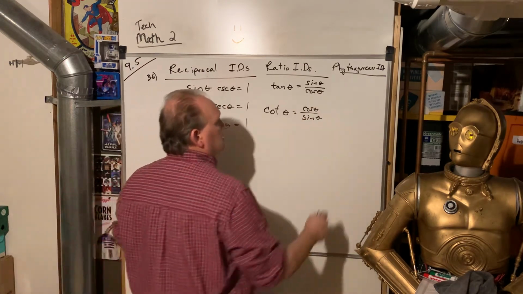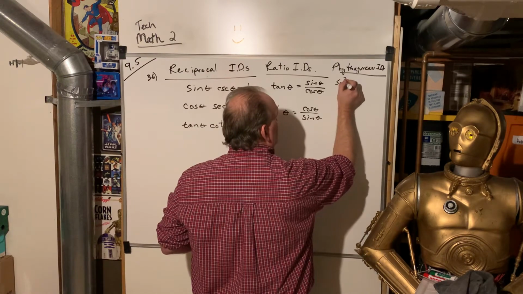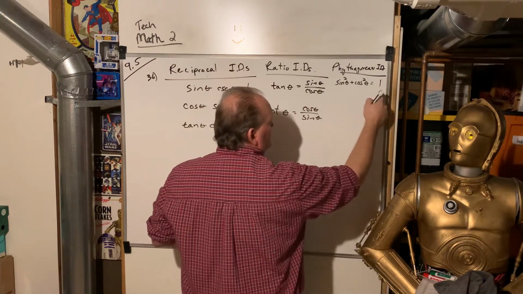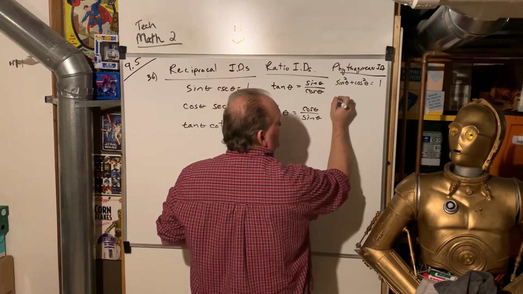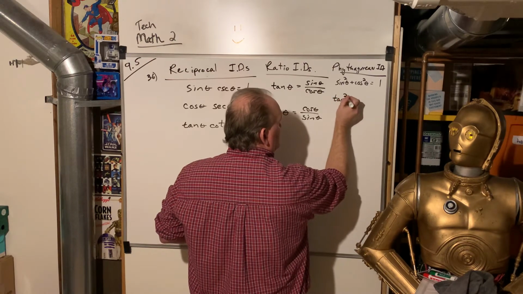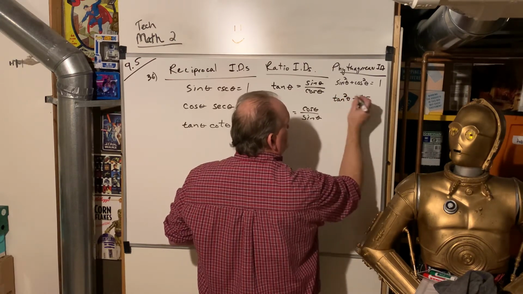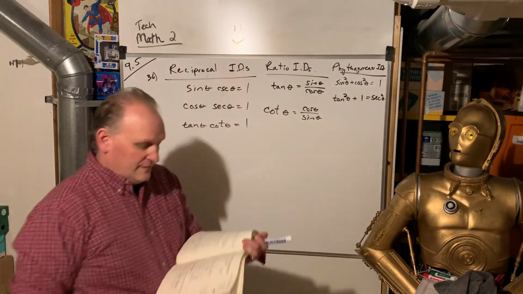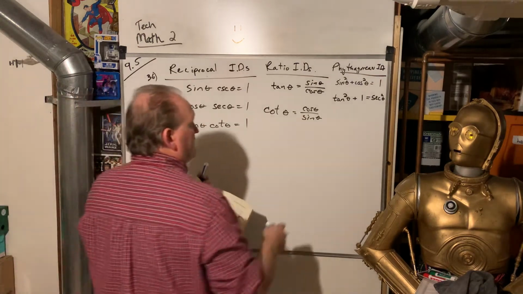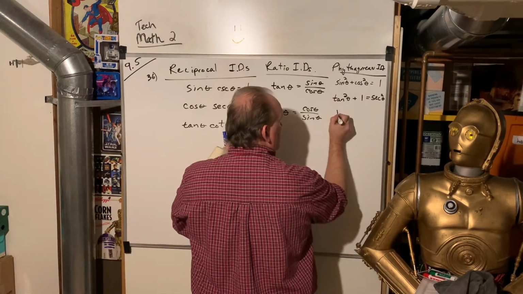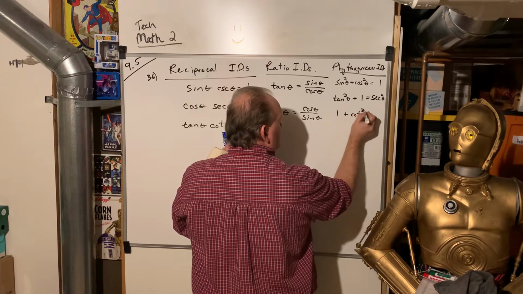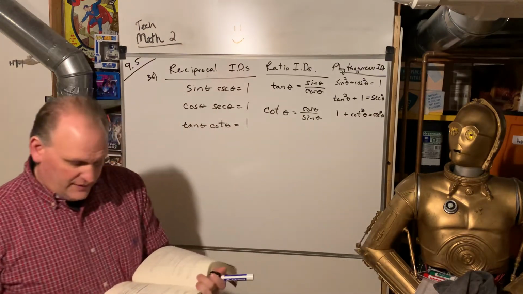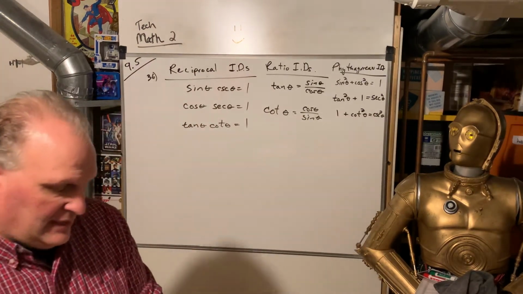And then the Pythagoreans, we just looked at those. Sine squared theta plus cosine squared theta equals 1. And then if I divide everything by cosine squared, that is sine over cosine, that's tangent squared theta plus 1 is equal to secant squared theta. And then if I divide everything by sine squared, I get 1 plus cotangent squared theta equals cosecant squared theta. All right? So those are all the identities.